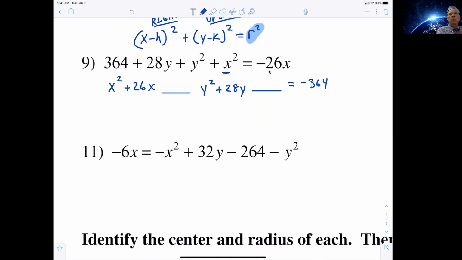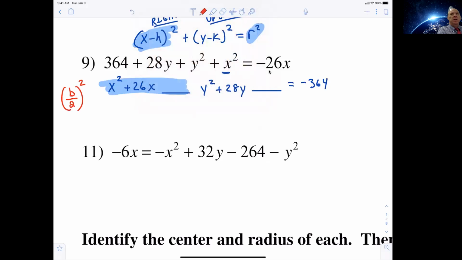Now you are trying to make x squared plus 26x a perfect square. What is a perfect square? x minus h squared. That's a perfect square. So how do you do that? From last year, I don't know if you remember this, it's always half of b, and then you square it. Half of b and then you square.